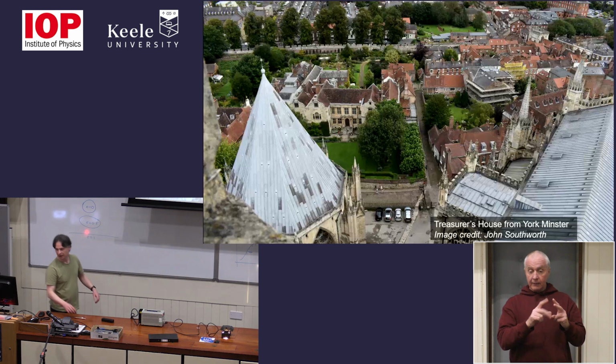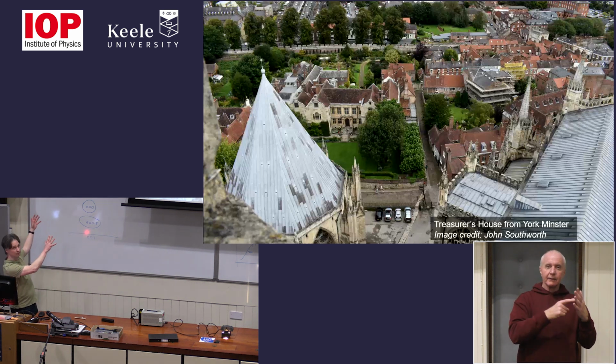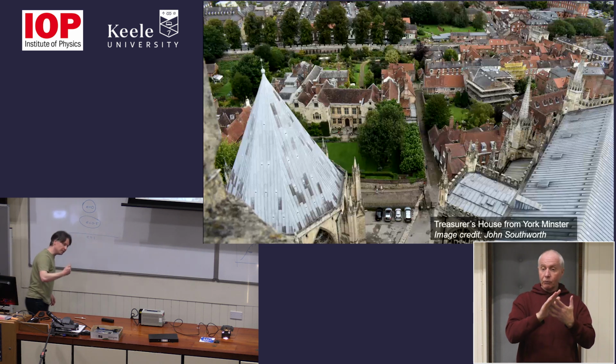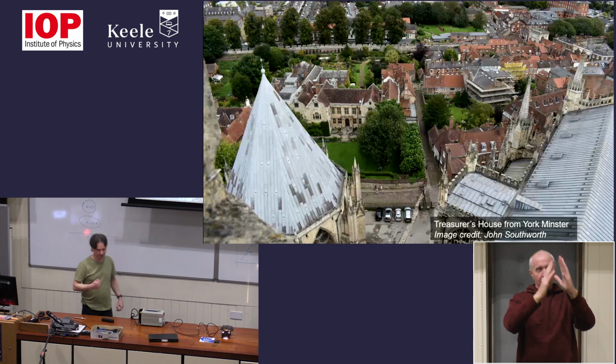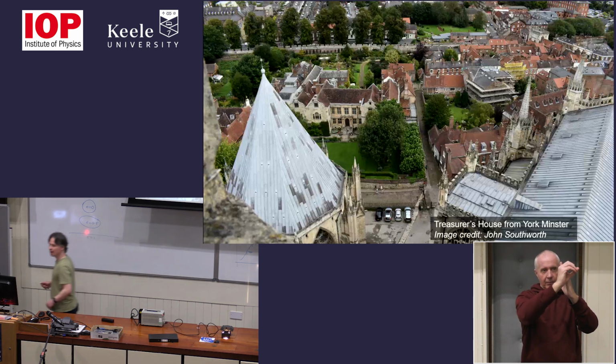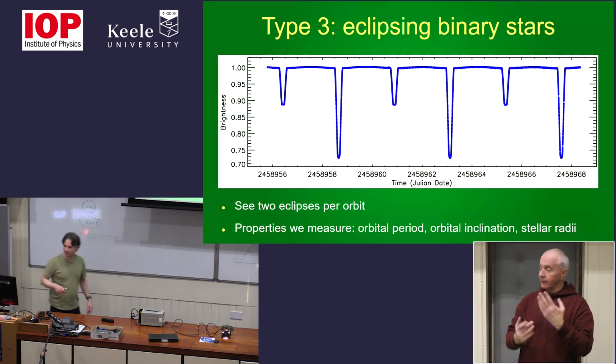So what he would do is he'd sit there at night and he'd watch stars disappear behind the cathedral. And he'd time when they disappeared and use that to figure out the positions of the stars in the sky. And so he came up with the idea of eclipsing binaries. Now this is what a modern look at eclipsing binaries is.